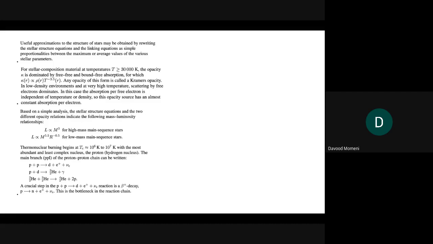As you see, there is a way to get some information. Instead of solving the equations, people usually use approximations. For example, we get information from the Hertzsprung-Russell diagrams about luminosity versus temperature and temperature versus mass. Finally, luminosity versus mass could be estimated versus the radius. For high mass stars you have the first relation, and for low mass you have this one.